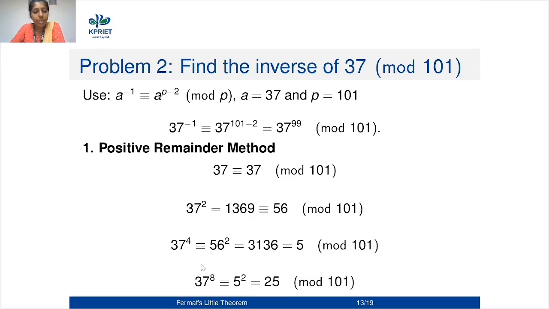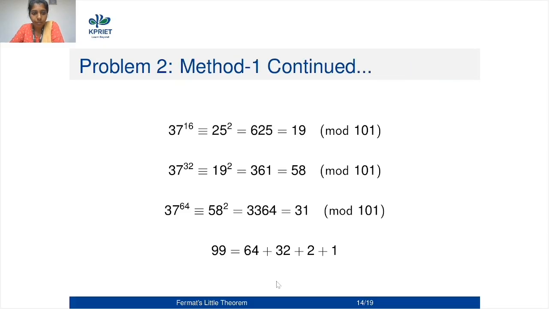Now let us increase the power. 37 power 8 is congruent to 37 power 4 the whole power 2, which means I can raise the power of 5 to 2 times. So 5 squared gives 25. Obviously this number 25 is less than 101, so the remainder is the same number, 25.